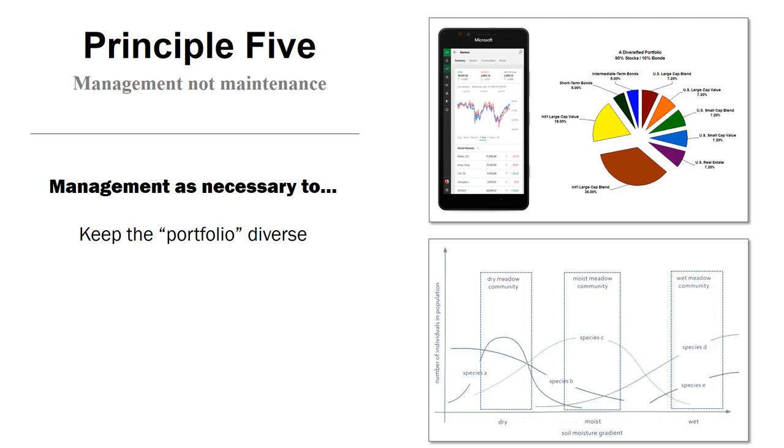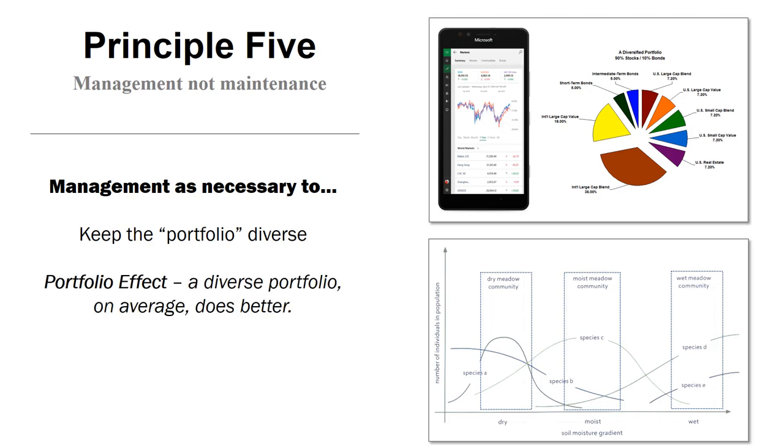We can think about our plant communities the same way. If we have diverse communities, one season's stress, so a summer that's a little wetter or a little drier than another, you'll have a shift in which species in that community are more dominant. So you may have species A doing very well under dry conditions, but species C doing much better in a little bit wetter year, and so on. And in the biodiversity literature, we actually call this the portfolio effect. And so a diverse portfolio, on average, does better.